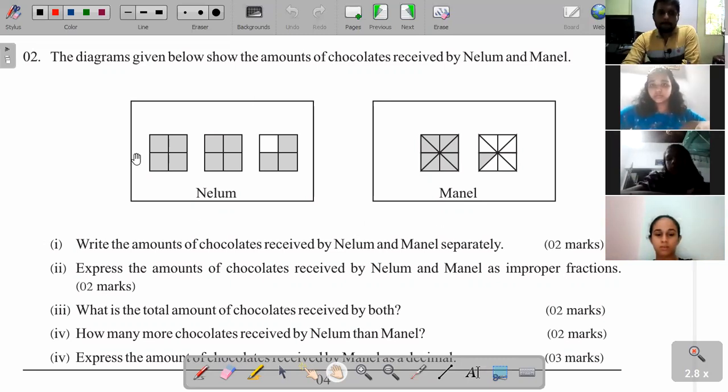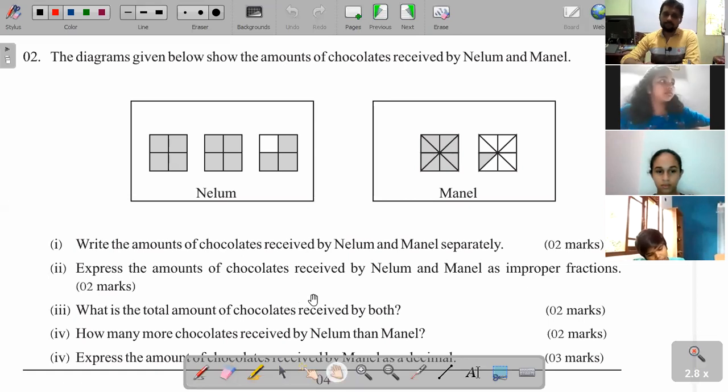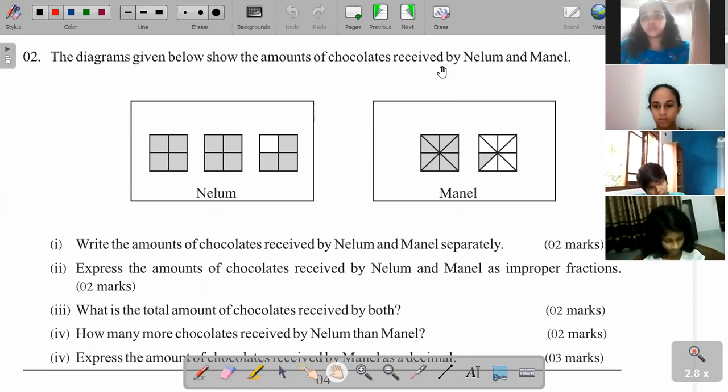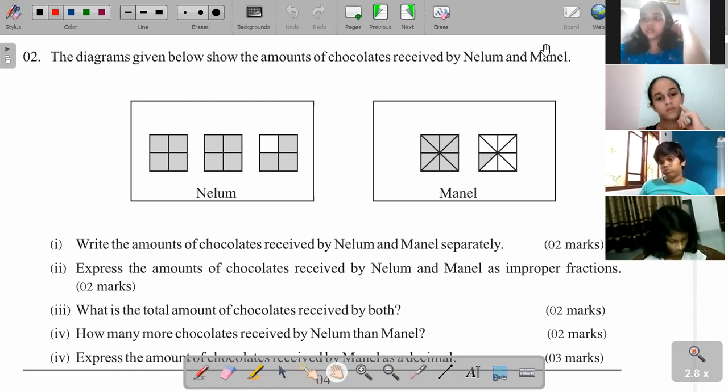Okay, did you write the answers? This question given, I think, is from the fraction lesson, no? Right, so now these are the kinds of questions that will come. Before this paper, I gave you a paper like this so that you could understand the structure. Right? Get ready like this.